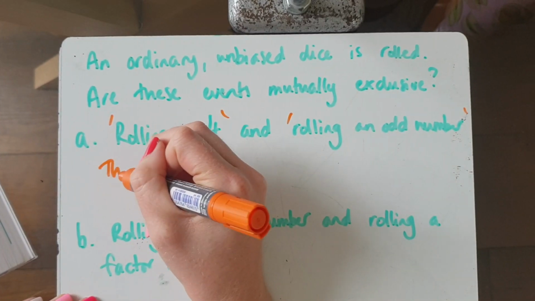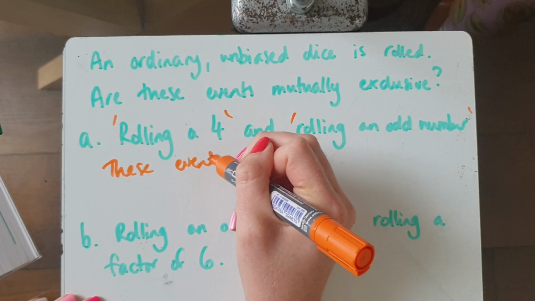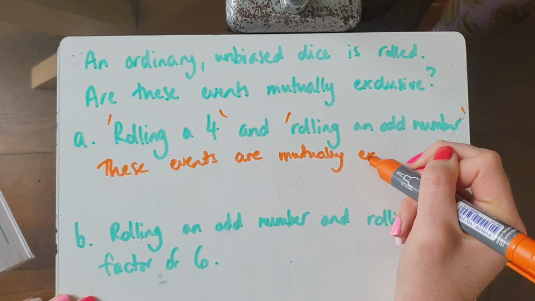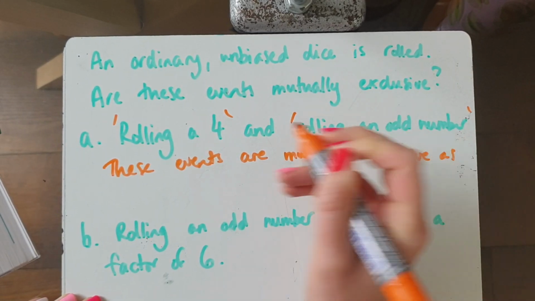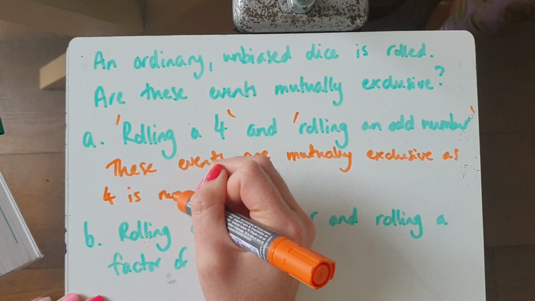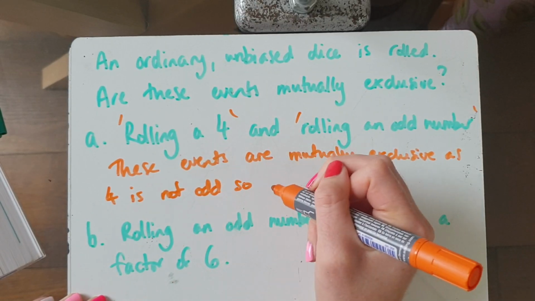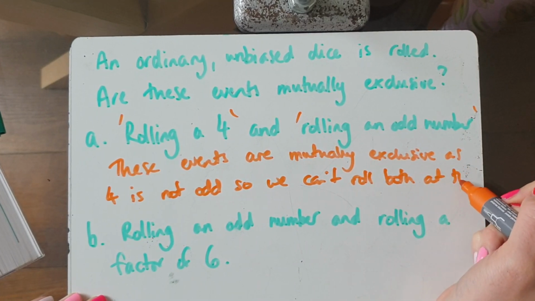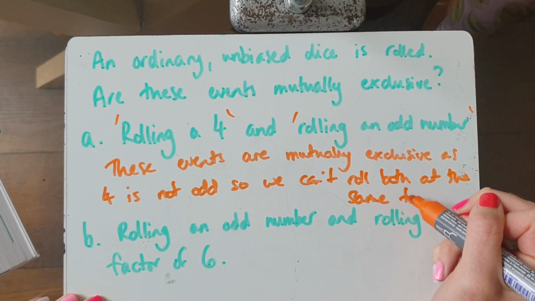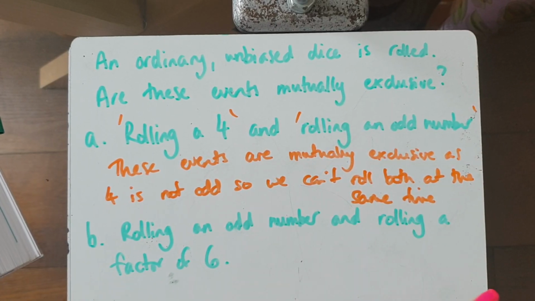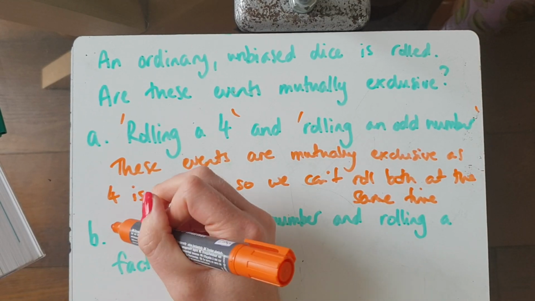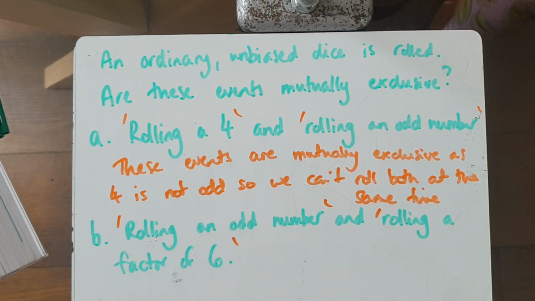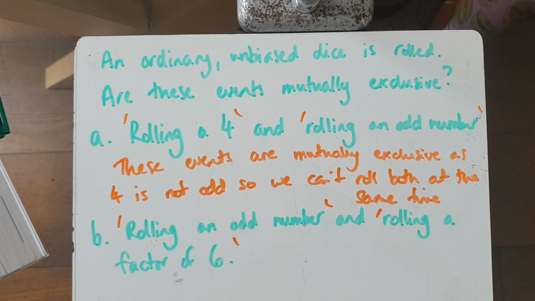So these events are mutually exclusive as 4 is not odd. So we can't roll both at the same time. Okay, what about the next one? Rolling an odd number and rolling a factor of 6. Are they mutually exclusive?